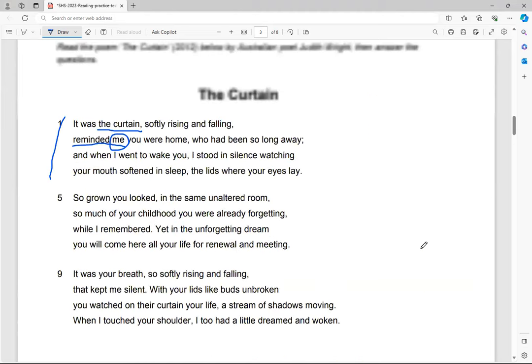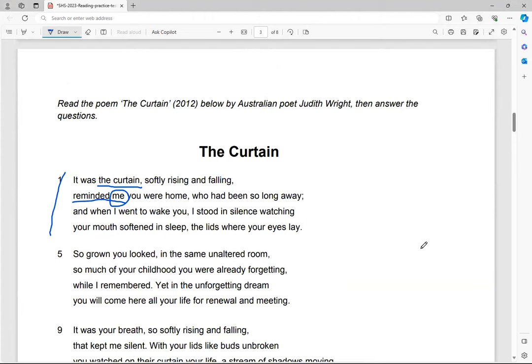So let's go back to the first verse and read it again. It was the curtain softly rising and falling, reminded me you were home, who had been so long away. And when I went to wake you, I stood in silence watching, your mouth softened in sleep, the lids where your eyes lay. So the description of the sleeper, all the descriptors seem to be soft, right? All the descriptors in this verse are soft, peaceful. For example, the word silence, softly, softened. They all give this impression of tranquility, of relaxation.